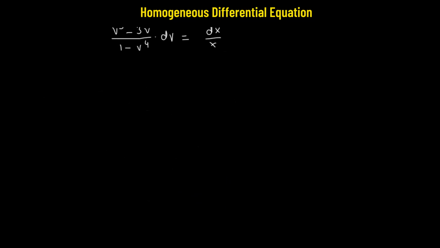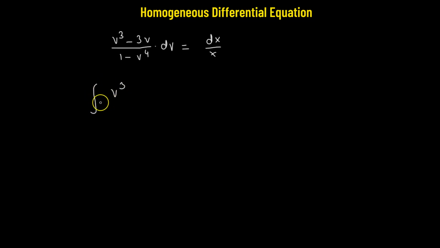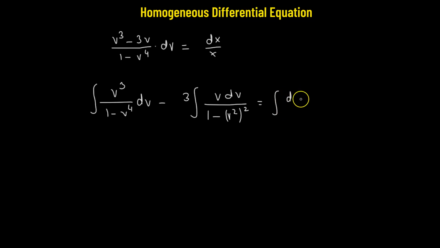So that means we can integrate both sides. So let's perform the integration. We will have integration of v cubed over (1 minus v raised to the power of 4) dv, minus 3 times integration of v dv divided by (1 minus v raised to the power of 4), which can also be written as (1 minus (v squared) whole squared), and this will be equal to integration of dx over x. Right. So we'll start by integrating each of the two integrals. Let's consider this as I1 and this as I2.